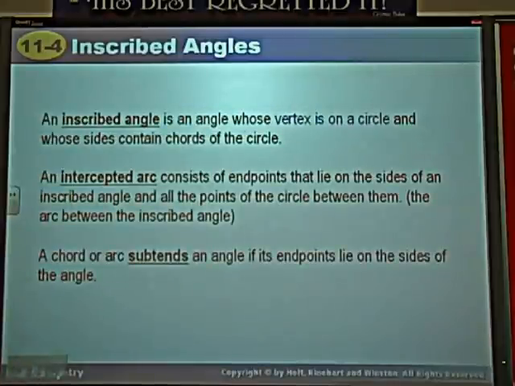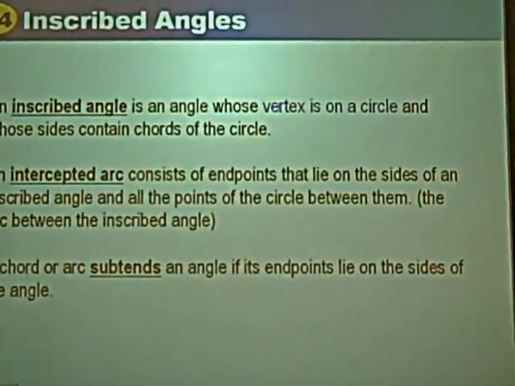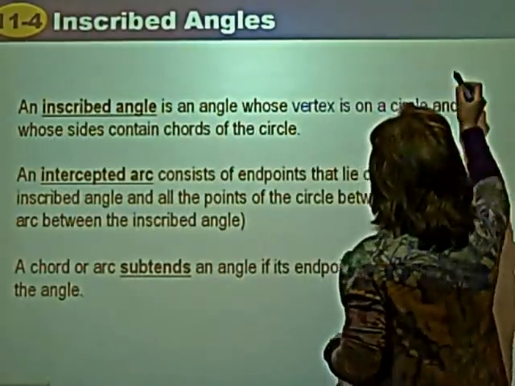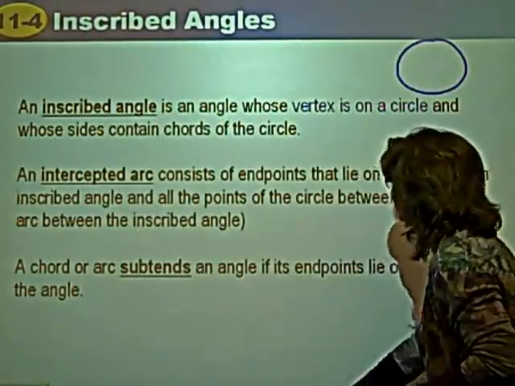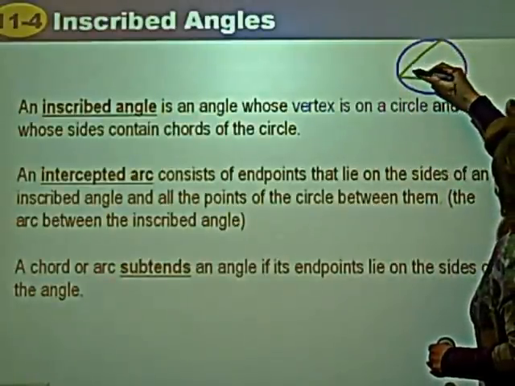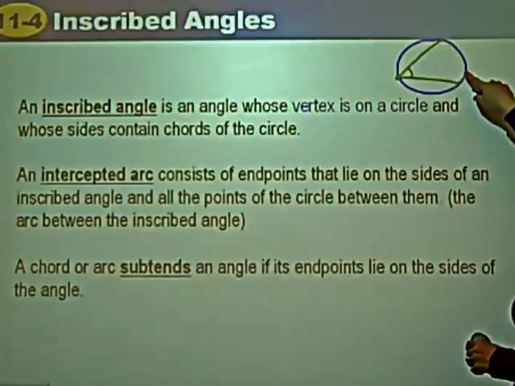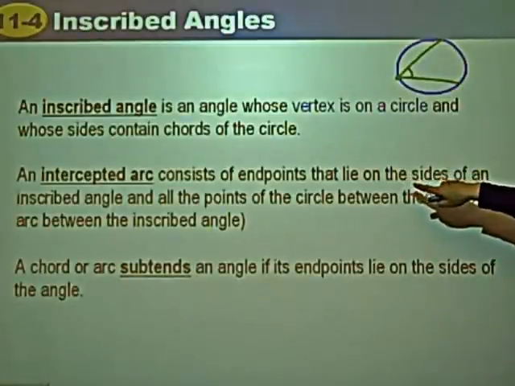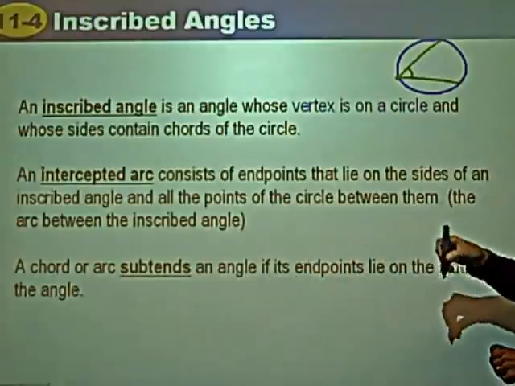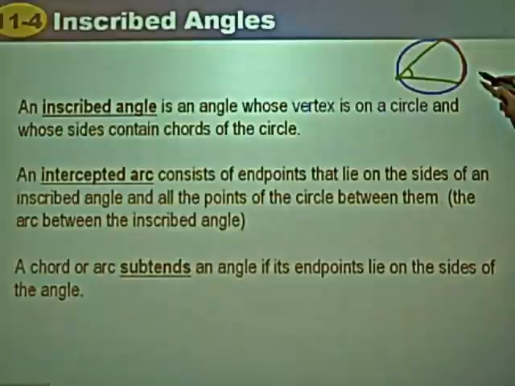So, inscribed angle, a little vocab for you, is an angle whose vertex is on a circle and the sides are chords of the circle. So it might look like this. If you've got a circle, here's two chords, that's an inscribed angle. The vertex is on the circle, there's two chords, and the intercepted arc has the endpoints that are on the sides. So here's our intercepted arc, all the points in between this end and this end.